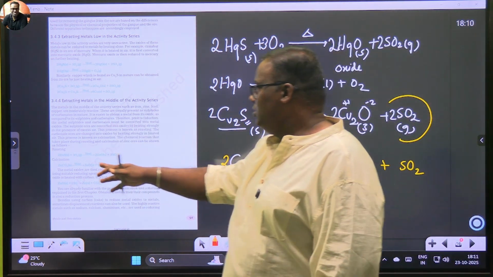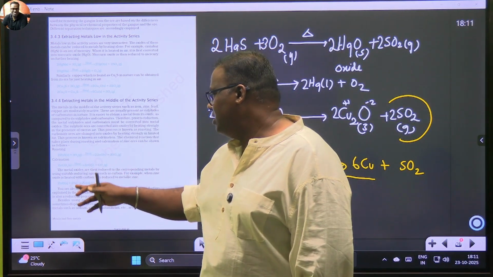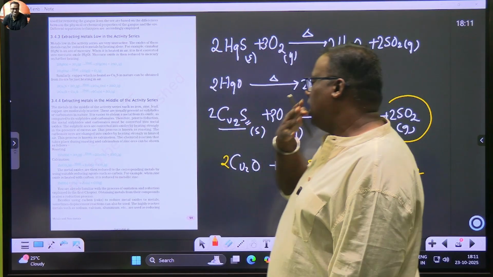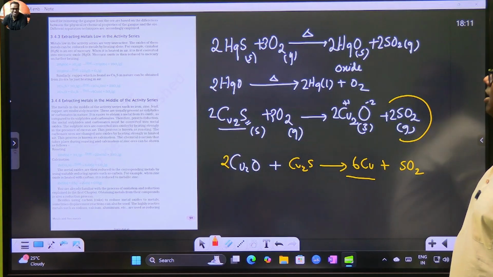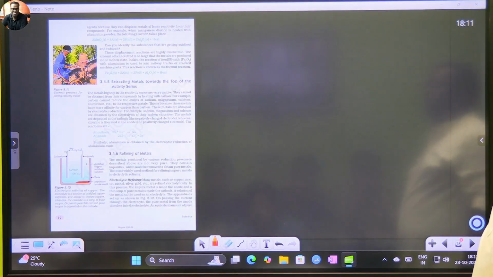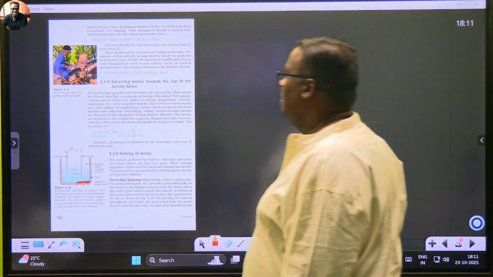So understood, ZnS, heat, same reaction, ZnCO3, ZnO, and ZnO with carbon will give you what? Zn plus CO2. Okay, moving ahead. After this, what comes to us? After this comes one more.